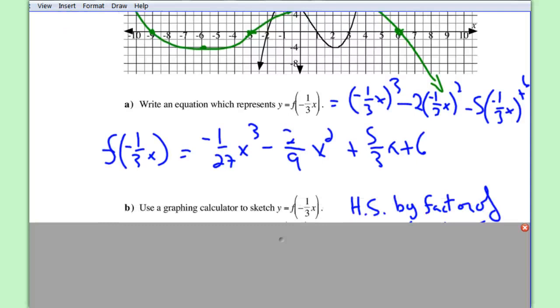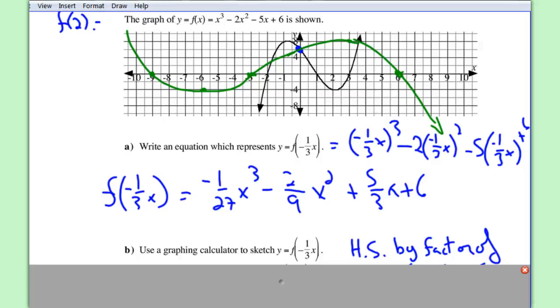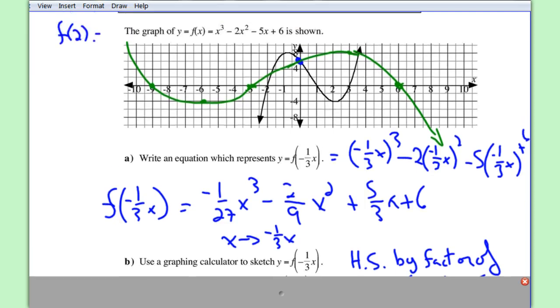I use my graphing calculator to graph it, and then I look back and see how taking x and replacing it with minus 1/3 x affected the original black graph. As I look at it, it seems there must be two Math 30-1 students grabbing onto this thing and horizontally stretching it, and that's their anchor point.